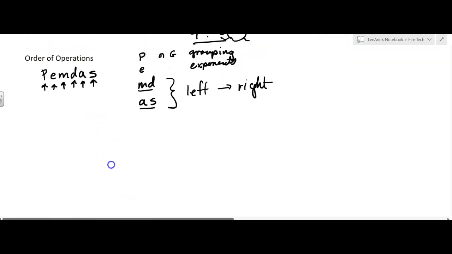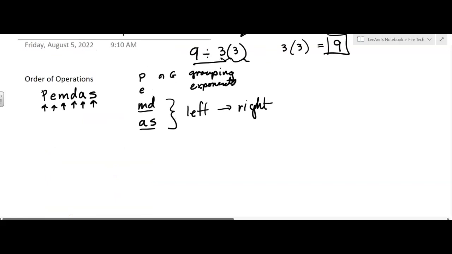Oh, I have some examples before we get to that scary problem. Let's just start out with some addition and subtraction. Let's say we have 17 minus 7 plus 2. So this is addition and subtraction, right? We don't have any parentheses, exponents, or even any multiplication or division. So we're just going to go left to right. 17 minus 7 is 10. 10 plus 2 is 12.